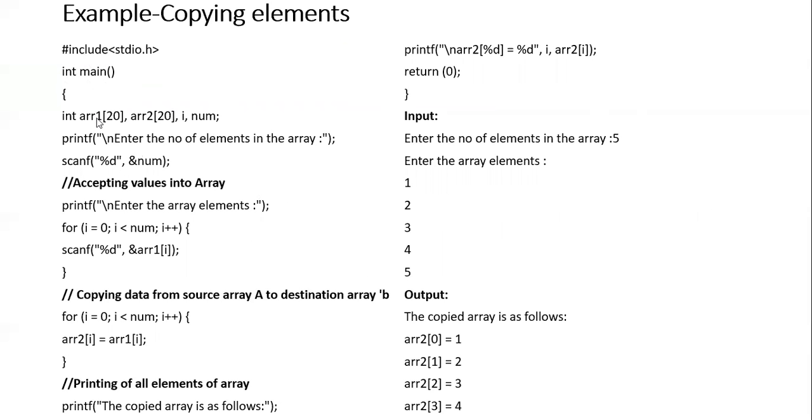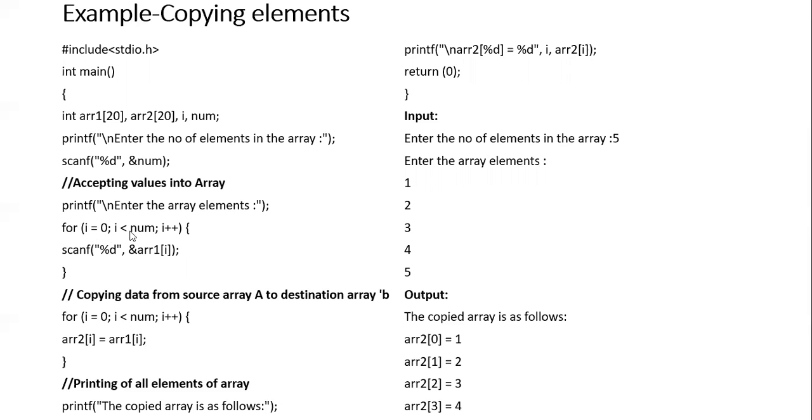So here there are two arrays taken into consideration, array 1 and array 2. Array 1 is holding an i variable. This is for loop and number. So you are getting the number of elements and you are getting all the elements. The number of elements is 5. Now you are going to accept 5 elements using an array, so you need a for loop for it.